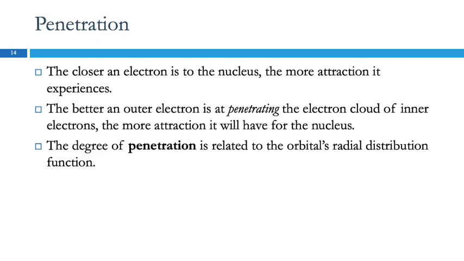The closer the electron gets to the nucleus, the more attraction it experiences. So the closer the magnet gets to the refrigerator, the stronger it can hold. And so if we have one of those outer electrons, if it can penetrate into the electron cloud of the inner electrons, it can get closer to the nucleus, and so it will have a stronger attraction. And how far it can penetrate depends on the radial distribution function.